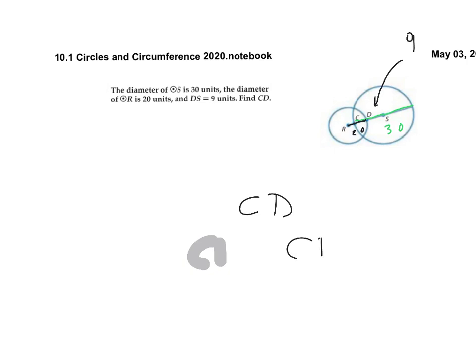You could say CD plus 9 is equal to 15. Therefore, segment CD is 6 units long. Okay?